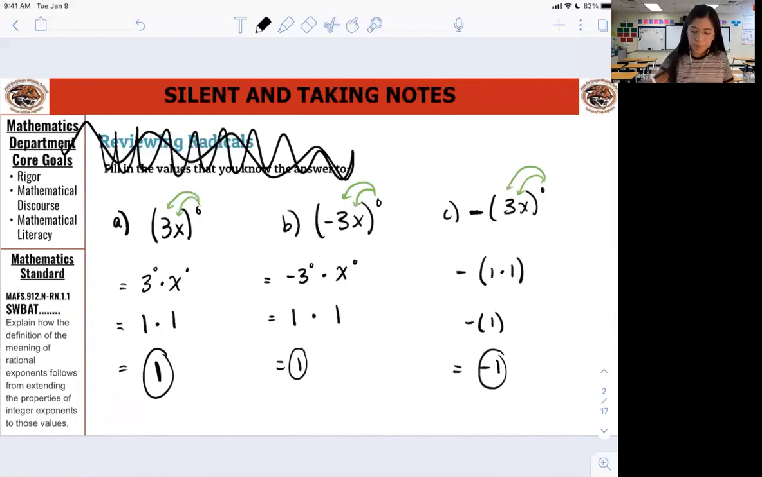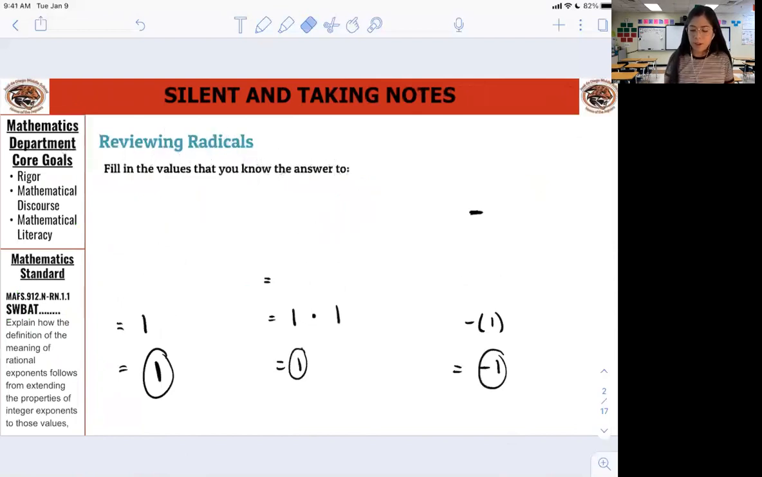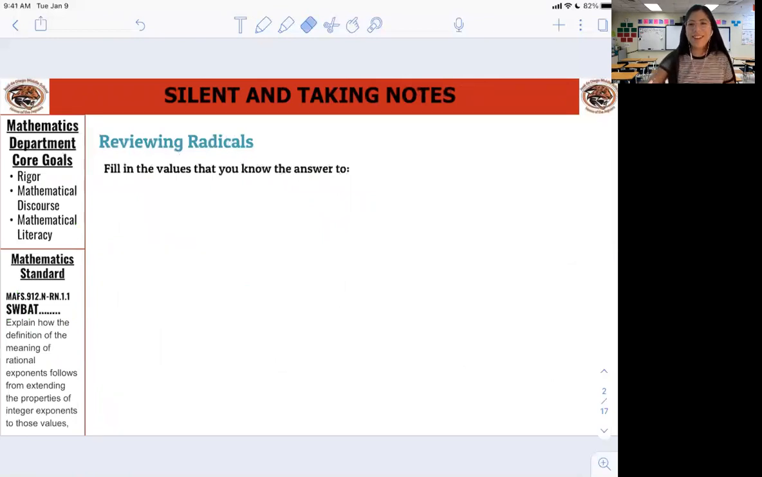So what we're actually going to be talking about today is what we call radicals. Does anybody know what another word for radical is? You've seen it before. You probably just didn't know what it was called. Square root. Yeah, square roots.